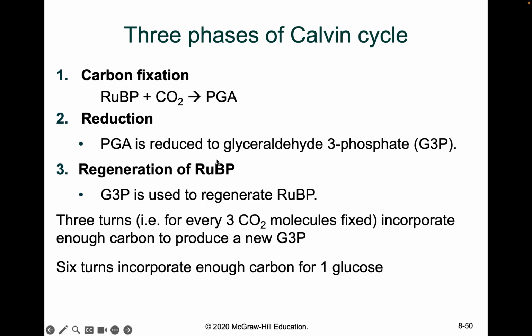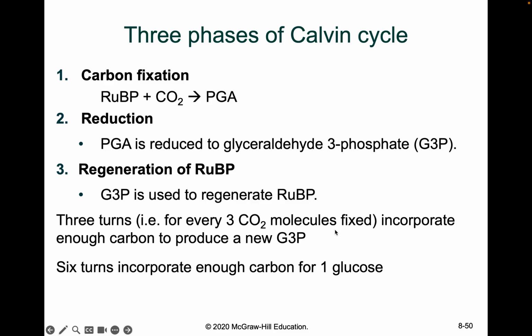So to do this, we need to regenerate RuBP. Here we produce a lot of G3Ps. Some will go for glucose and some will go to regenerate this RuBP. So actually, if we use three carbon dioxides, we get one new G3P. So in order to get one glucose, we need six turns.